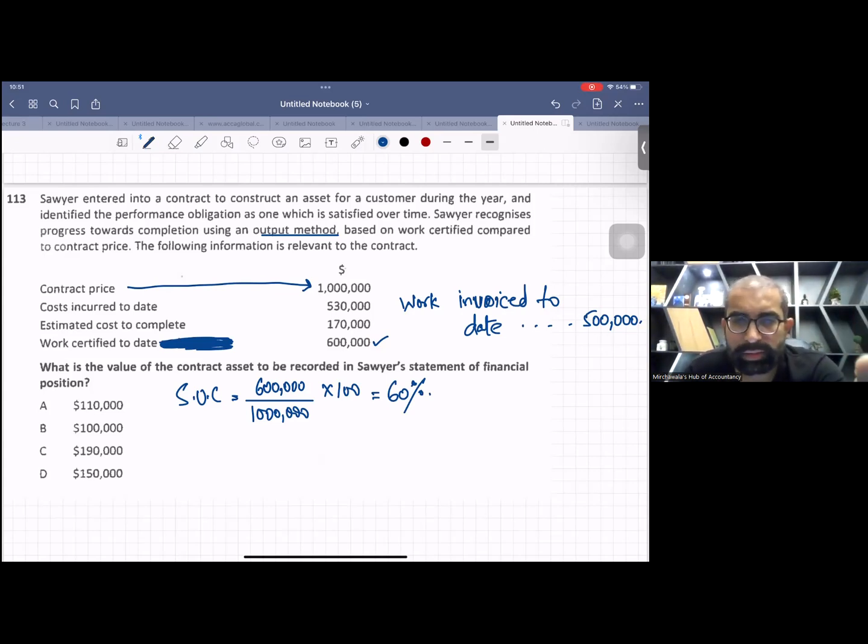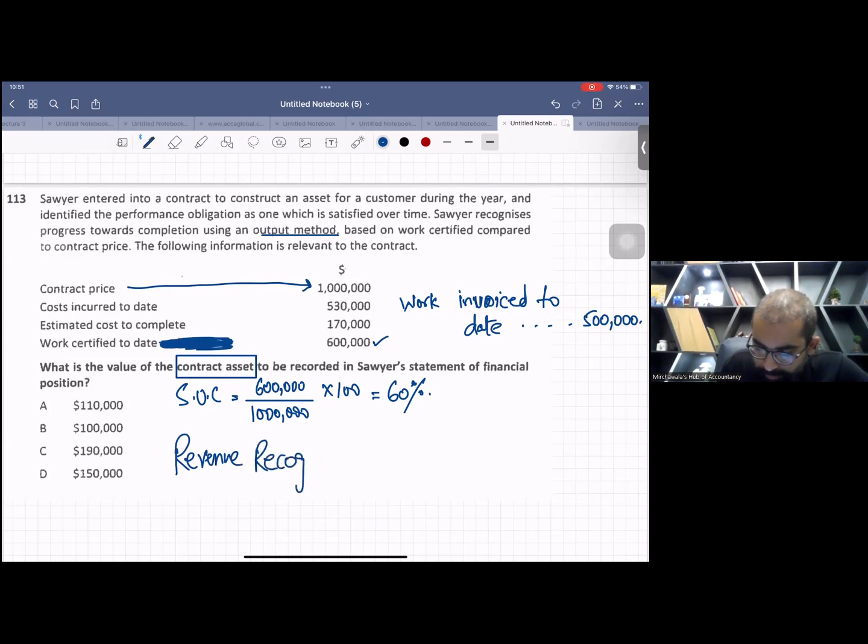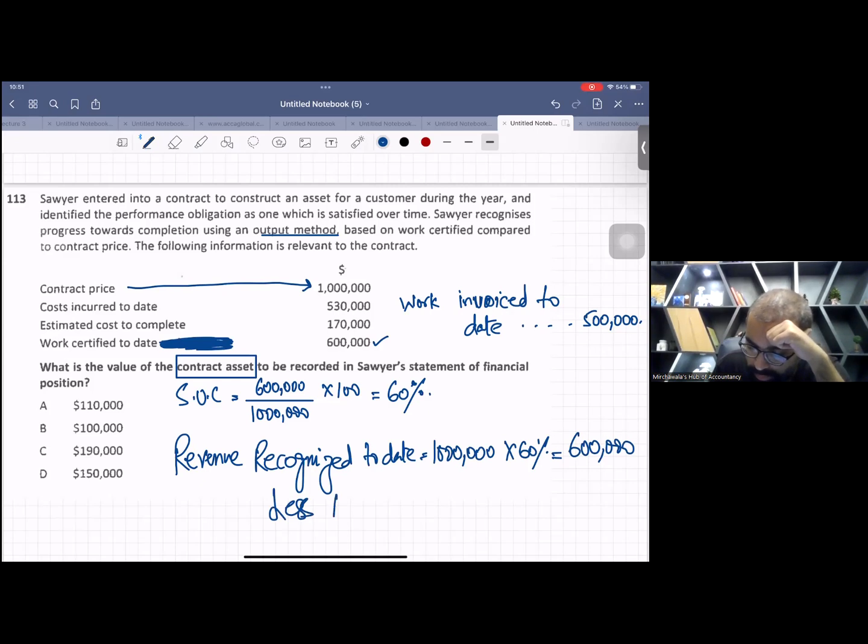Now, again, what is the requirement? The requirement is contract asset. So how do you calculate contract asset? You simply write revenue recognized to date. How do we calculate the revenue recognized? Total price multiplied by the stage of completion, which is 600,000, less amount invoiced to date.